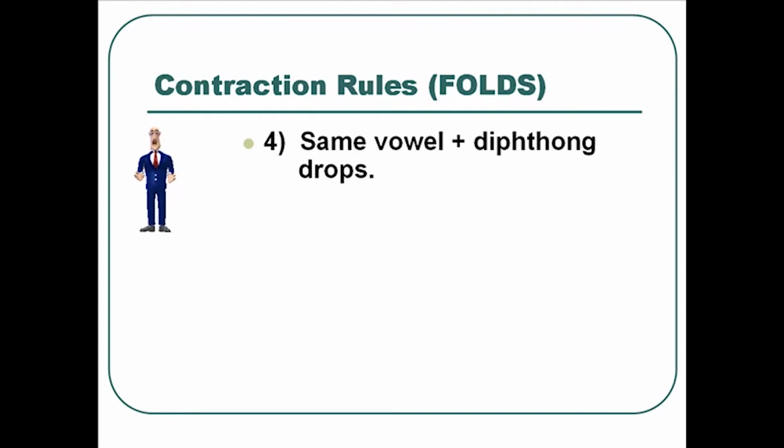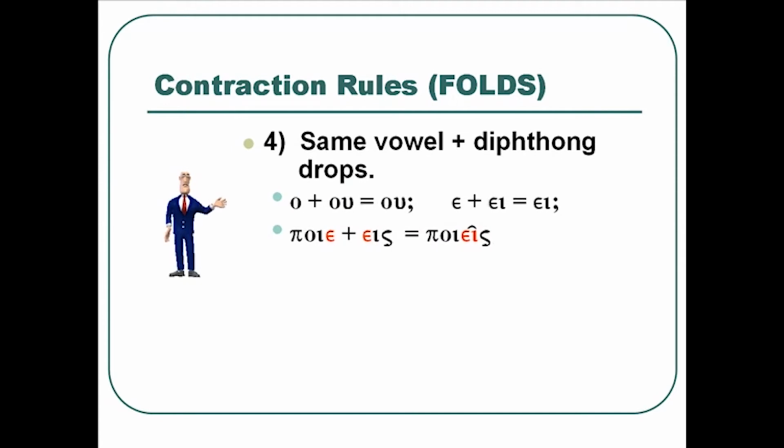Rule number 4 has to do with diphthongs, and it says that the same vowel diphthong drops. So, for example, you've got omicron plus u simply goes to u. The omicron collides with the omicron and just simply drops. The epsilon plus a also becomes just simply a. The epsilon collides with the epsilon, the one just drops out, and you're left with a. So same vowel diphthongs, the first vowel just drops if it's the same vowel.